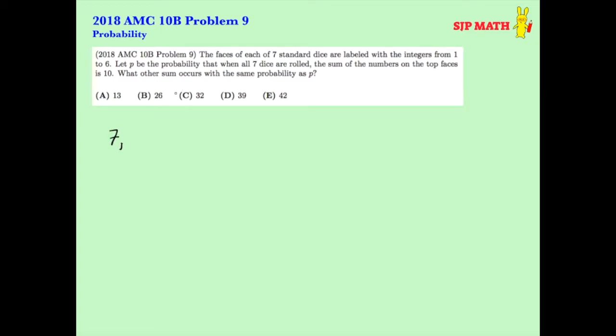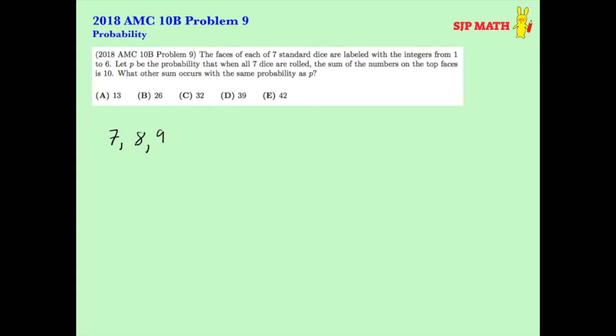The second smallest possible sum would be, well, we can just add 1 to this. This sum is given by 7 1s, and then we add a value of 1 to one of them. So the second smallest possible sum would be 7 plus 1, 8. And similarly, the third smallest possible sum is 9, because we can just add 1 to this.